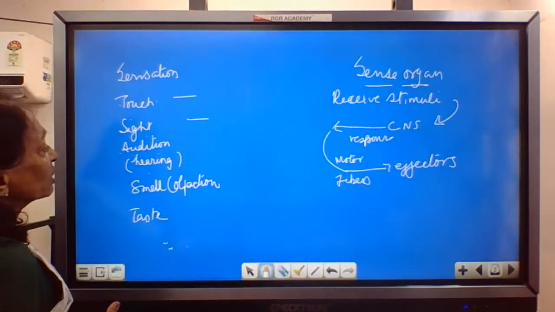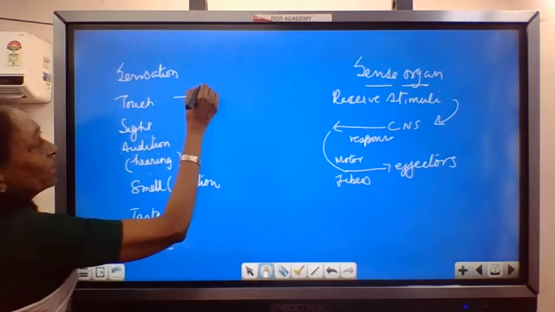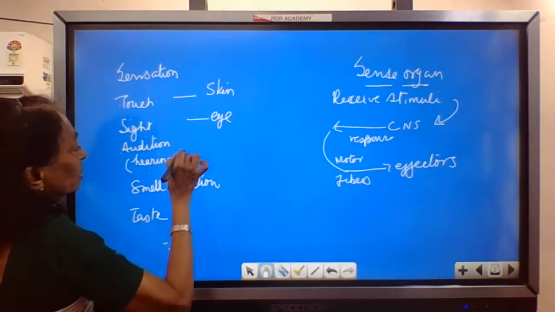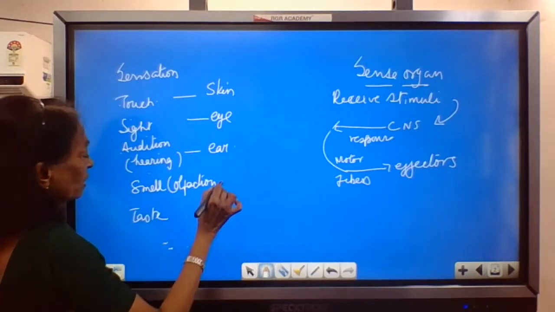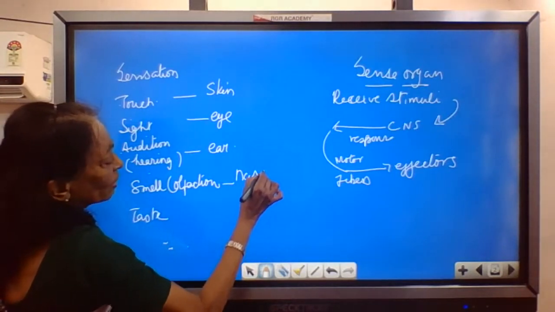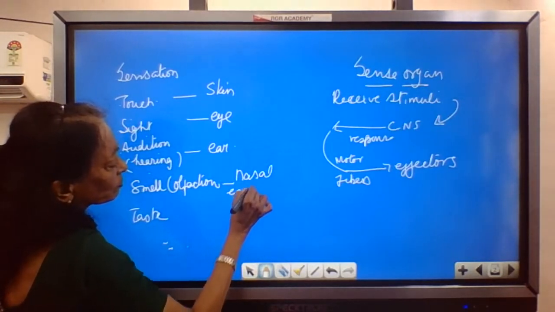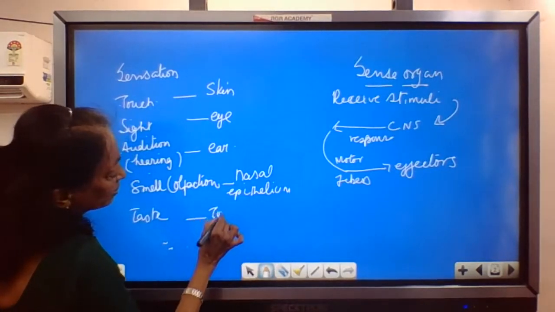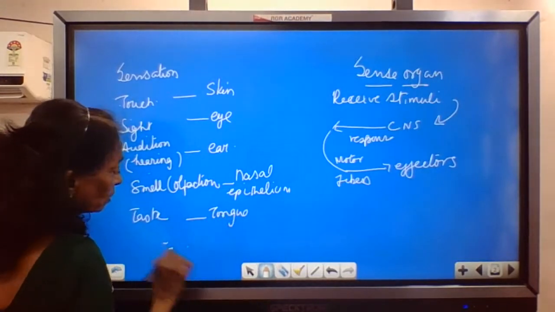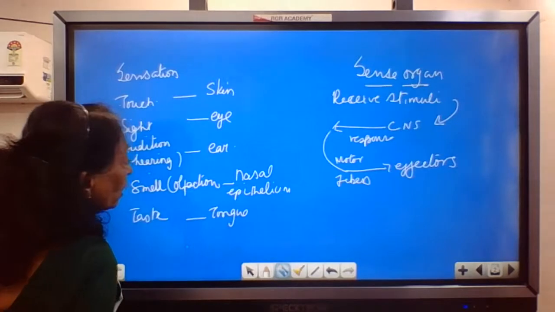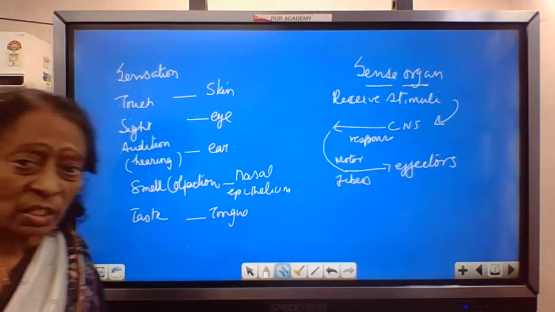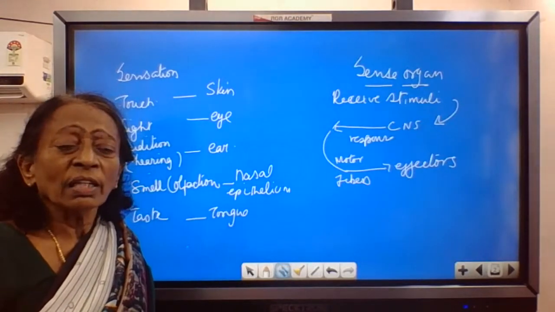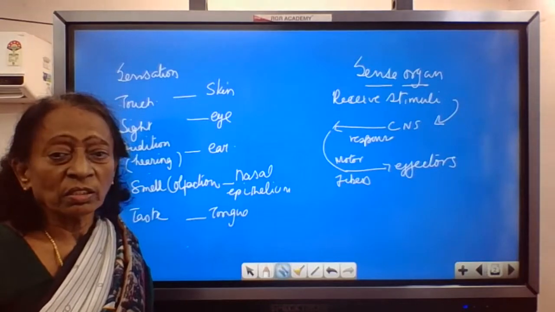Now you know very well the sense organs which are related to that. Touch is mainly the skin, and sight is your eye, audition the ear, and olfaction the nasal epithelium. And taste is your tongue. Now these are the organs. These organs have a particular region which will receive the sensation. Those parts are nothing but the nerve endings, nerve fibers.